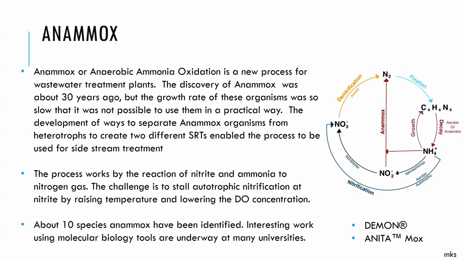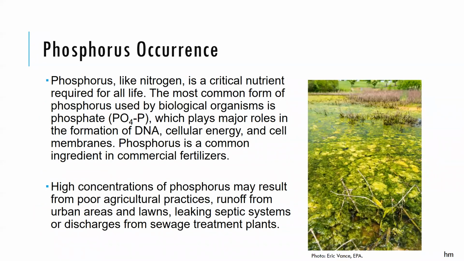And so Anammox has been a rich area for microbiologists to work. And there's about 10 different species that have been identified so far. And there's lots of molecular biology undergoing away at many universities. There are two patented processes for the Anammox process that use different techniques for enriching and maintaining the cells. So the DC water treatment plant uses a big Anammox process, a DEMON process, which works very successfully for them. And there are other full-scale plants now as well.